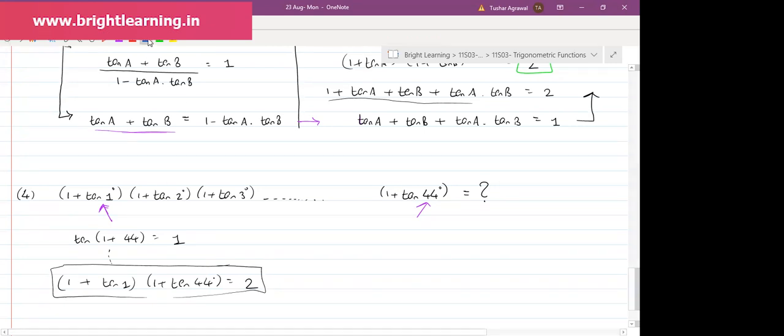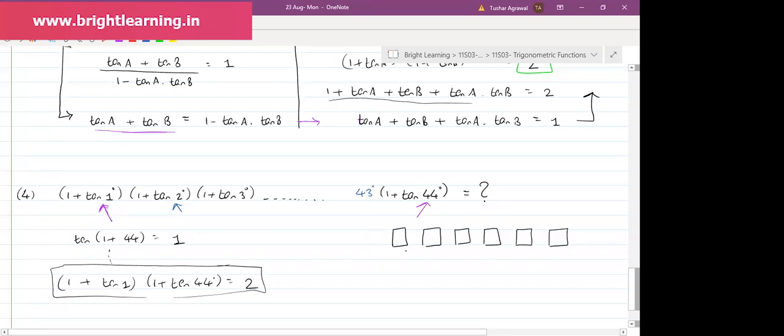2 degree, its pairing will get done with 43 degree. 3 degree, its pairing will get done with 42 degree, and so on. So how many such pairs? Be careful that not always all the numbers will come in pairs. Now here some slight knowledge of arithmetic progression is also needed. In arithmetic progression, you have studied some basics in school. So if I give you, let's say, 6 terms in arithmetic progression.